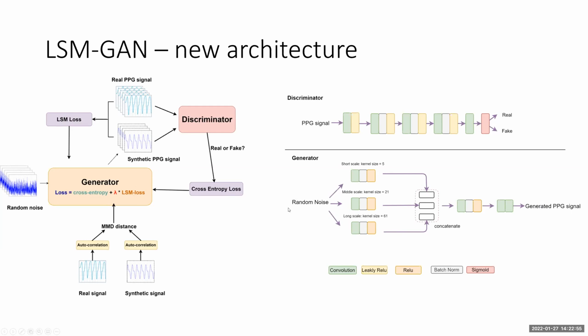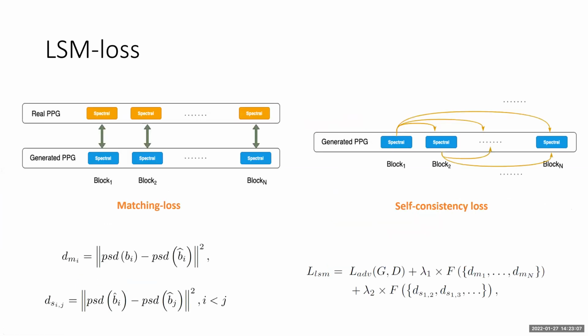It is an arbitrary number. But in our case, we design an architecture which can take different lengths of noise and generate the same length of PPG signal. Okay, here is our main innovation. We call it LSM loss. So for the generated signal, we will generate two losses.